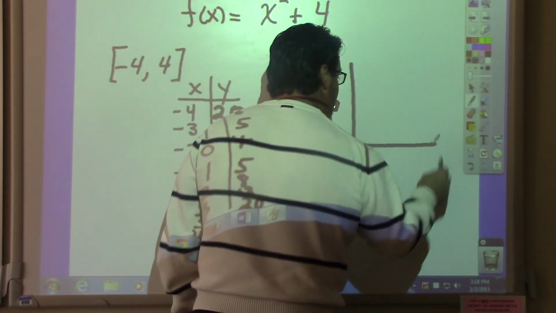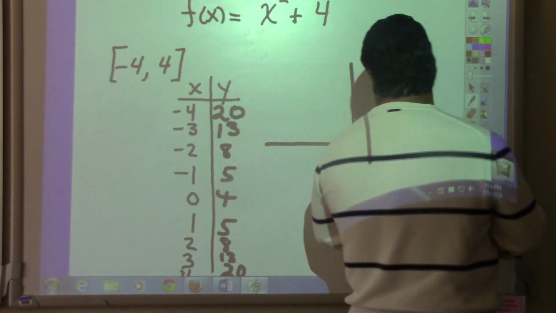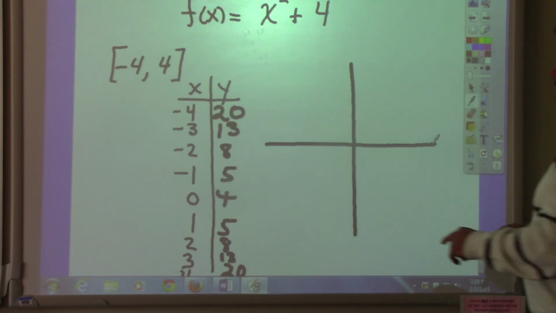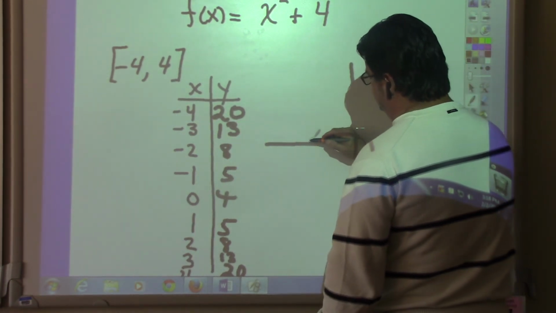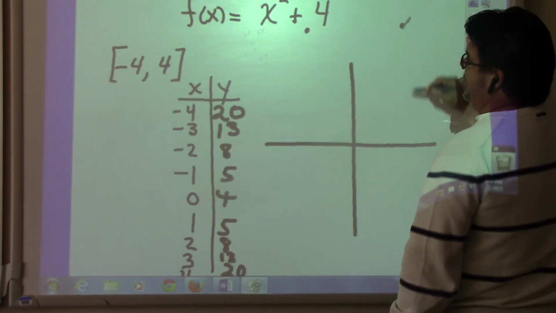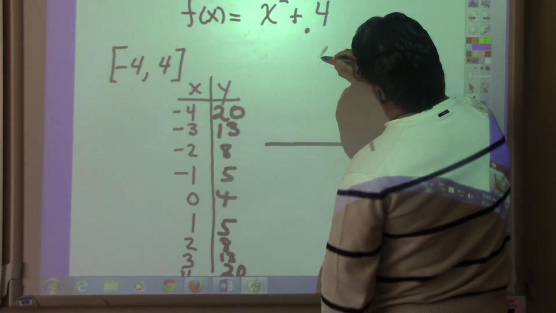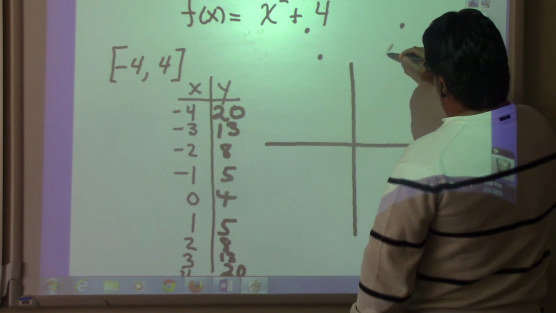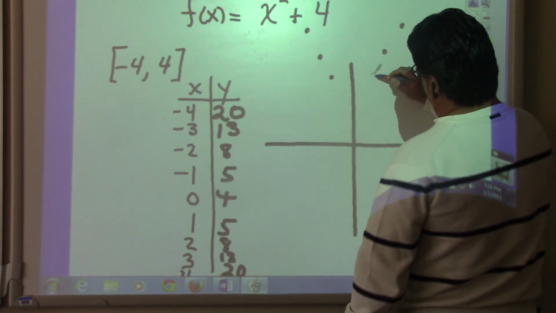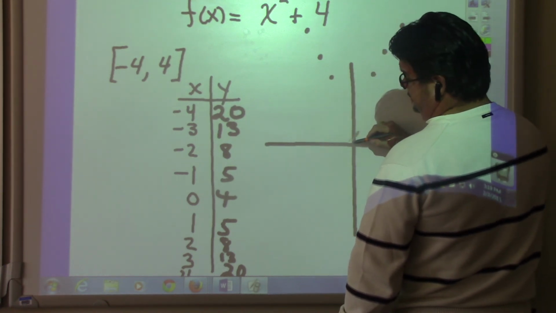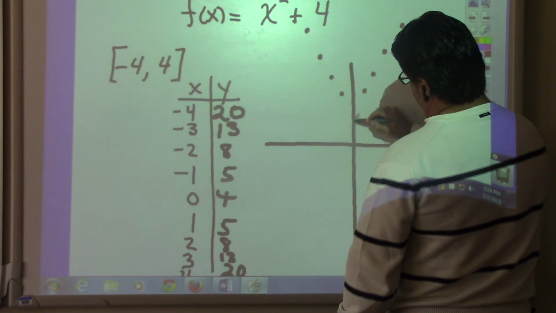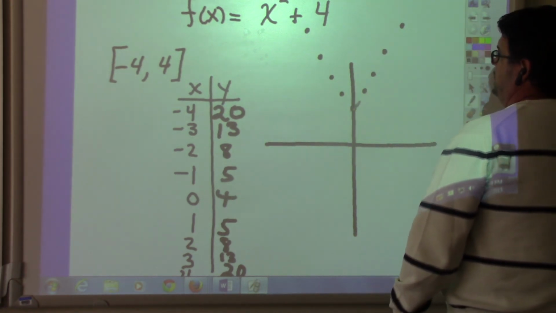Graph it. Now, the reason I'm showing you this, I know all y'all know how to graph it, but I'm trying to show you something, so bear with me. -4 and 20. -3 and 13. +3, 13. 2 and 8. 1 and 5. And 0, 4. And there's your parabola.